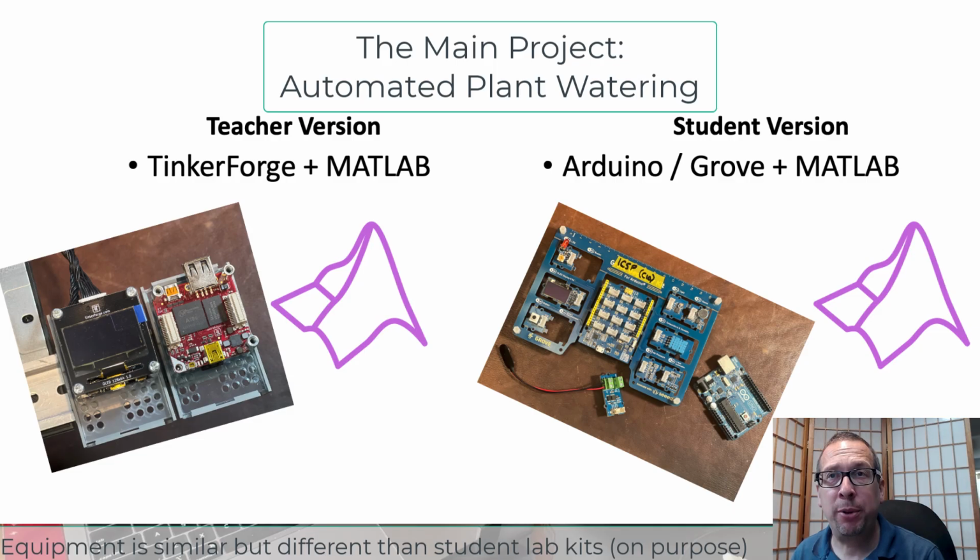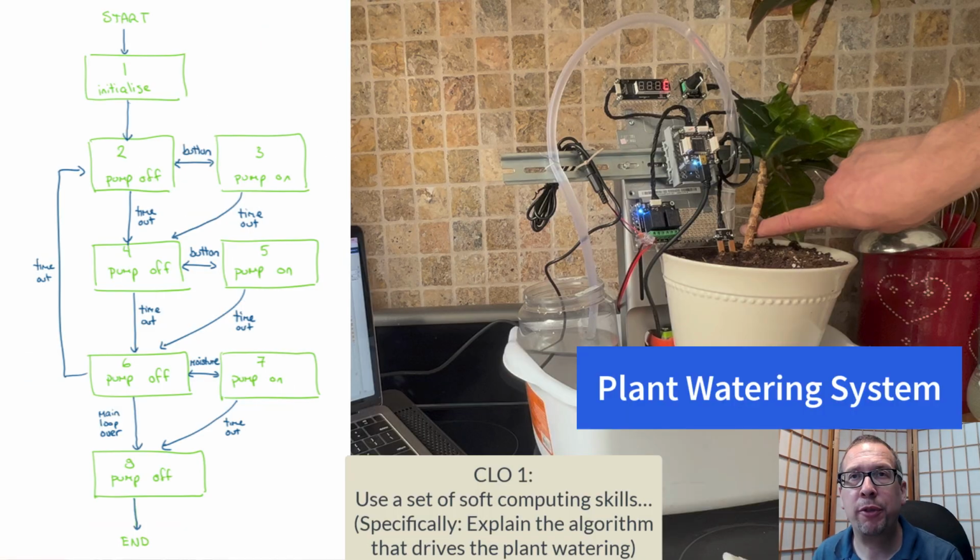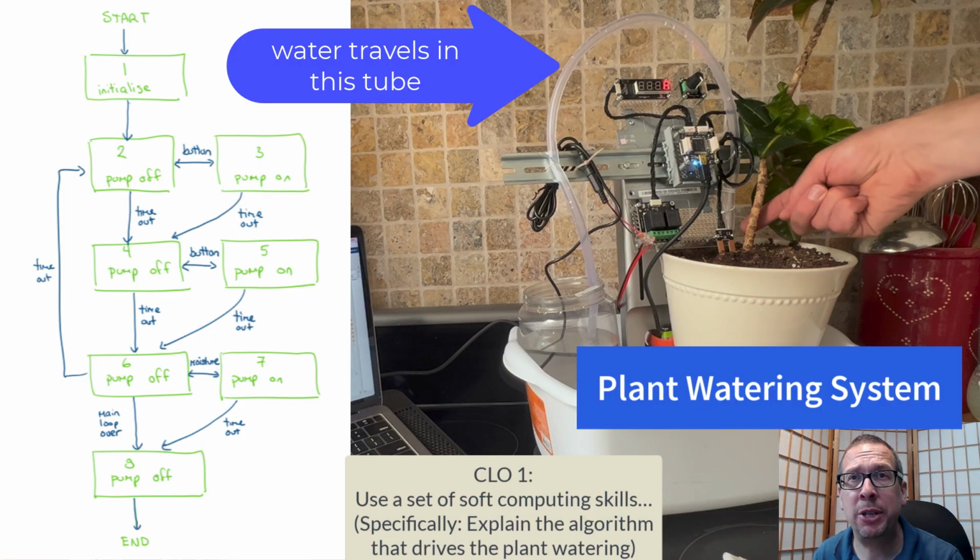This is the teacher example for the EECS 1011 main project. I'll be using Tinkerforge hardware and MATLAB software for my version. Students are expected to use Arduino hardware and MATLAB software. This difference is intentional. For the first learning outcome, we have an algorithm that uses time to go through the different stages of the program.